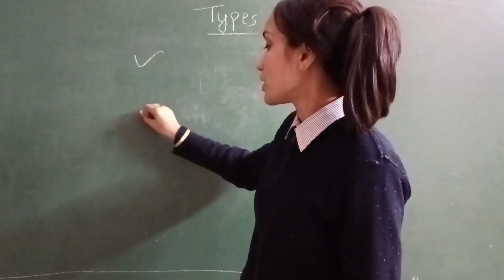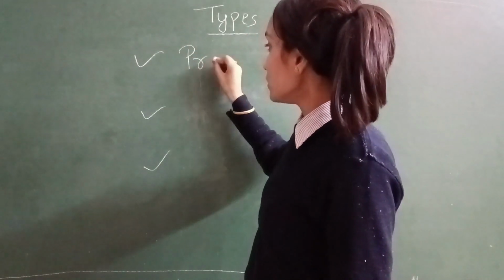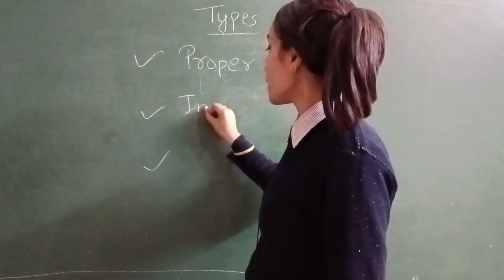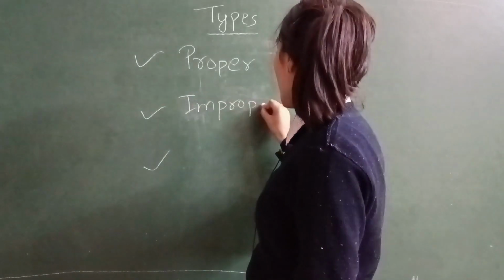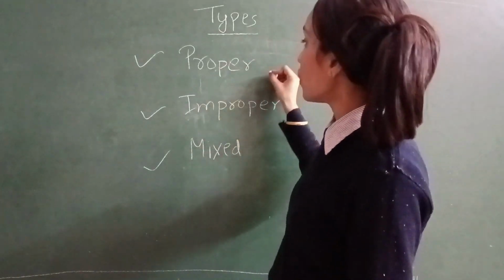Okay, let's understand the types. Let me just tell you the basic definition of these 3 types with their titles. All right. So first one is proper fraction, second one is improper fraction, and third one is mixed fraction. So basically, what is proper fraction?